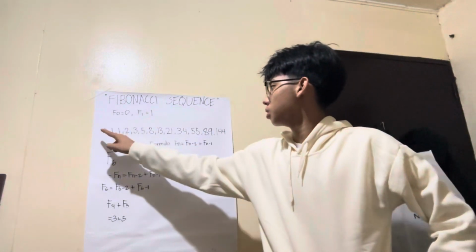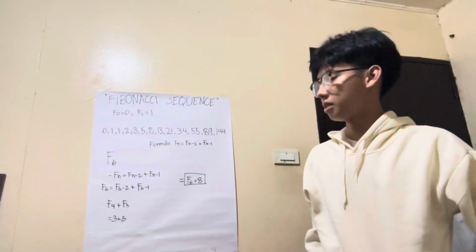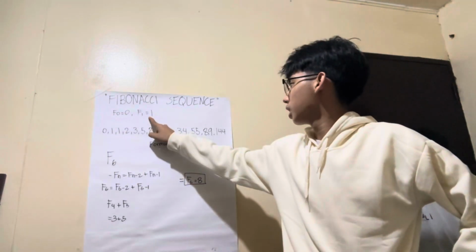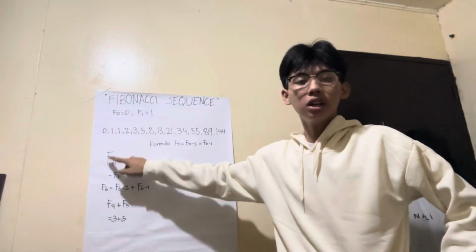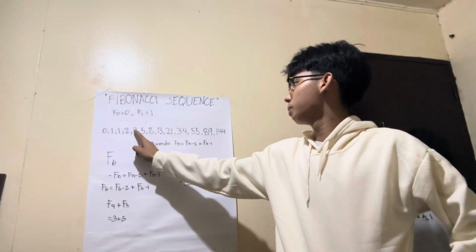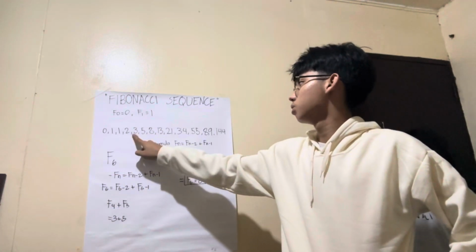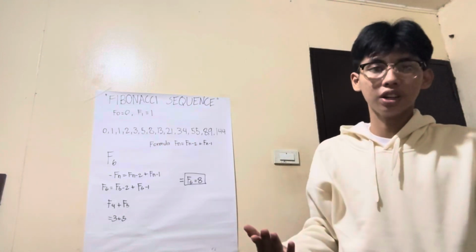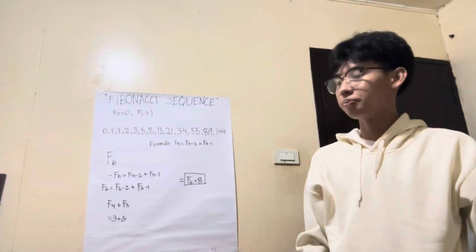So, ang gagawin natin ay pag-add lang. Basic guys, so 0 or first term, second term is 1. So 0 plus 1 equals 1, 1 plus 1 equals 2, 2 plus 1 equals 3, 3 plus 2 equals 5, 5 plus 3 equals 8, 8 plus 5 equals 13, and so on and so forth. Napaka-basic lang.